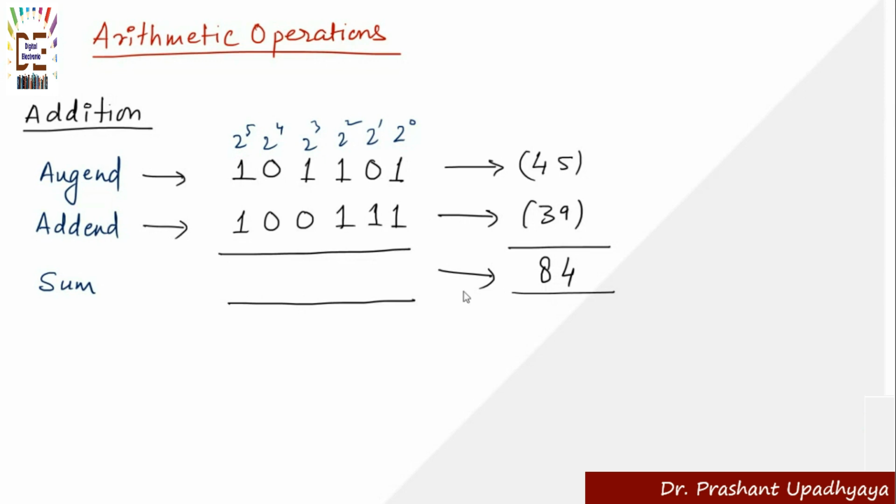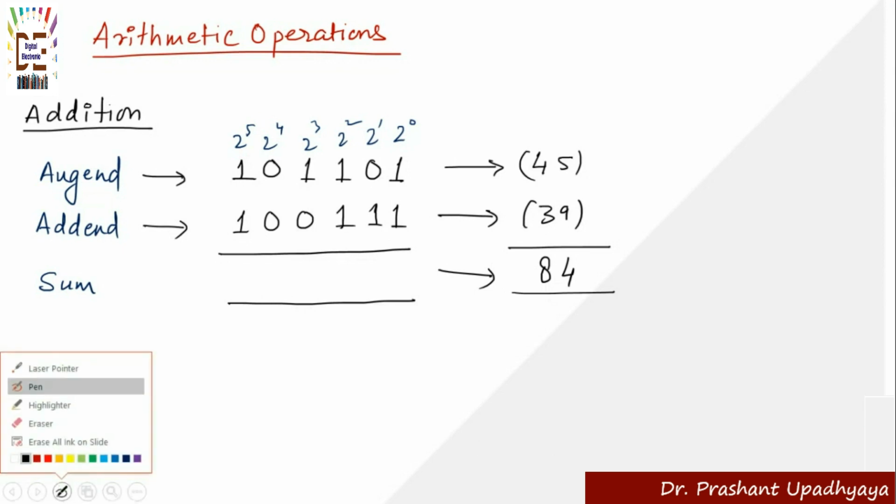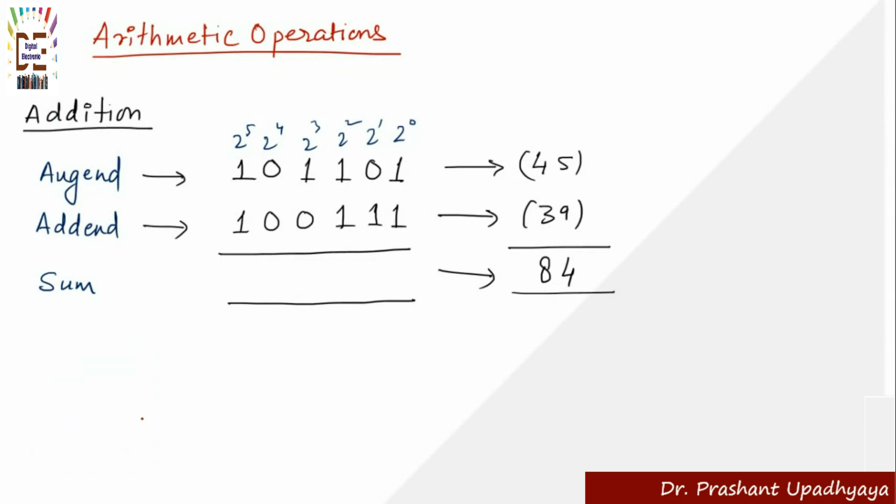So how can I do the addition? To perform the addition, we have got a general rule. Okay, so what does the general rule say? Whenever you are performing the addition, a binary digit can be either 0 or 1.